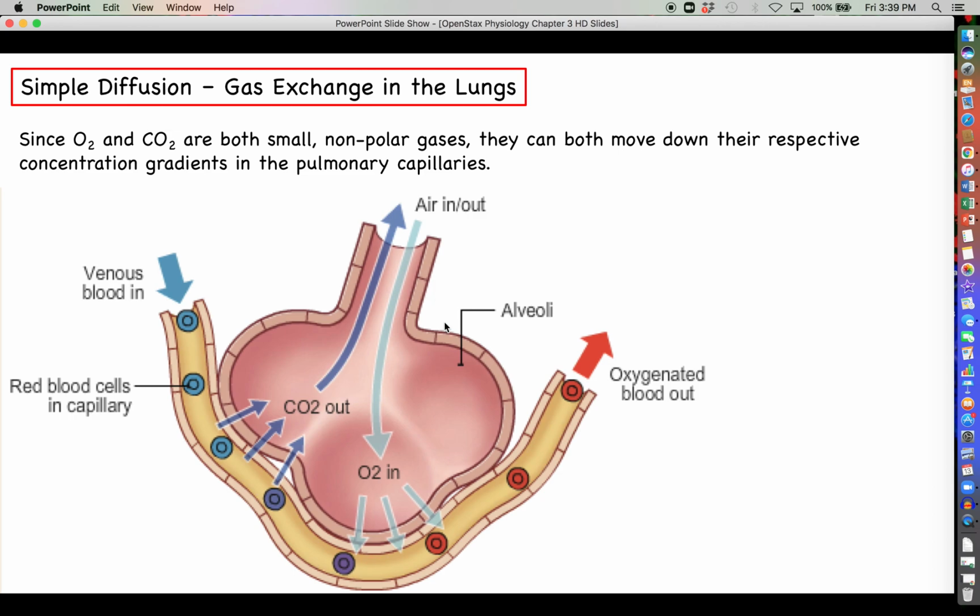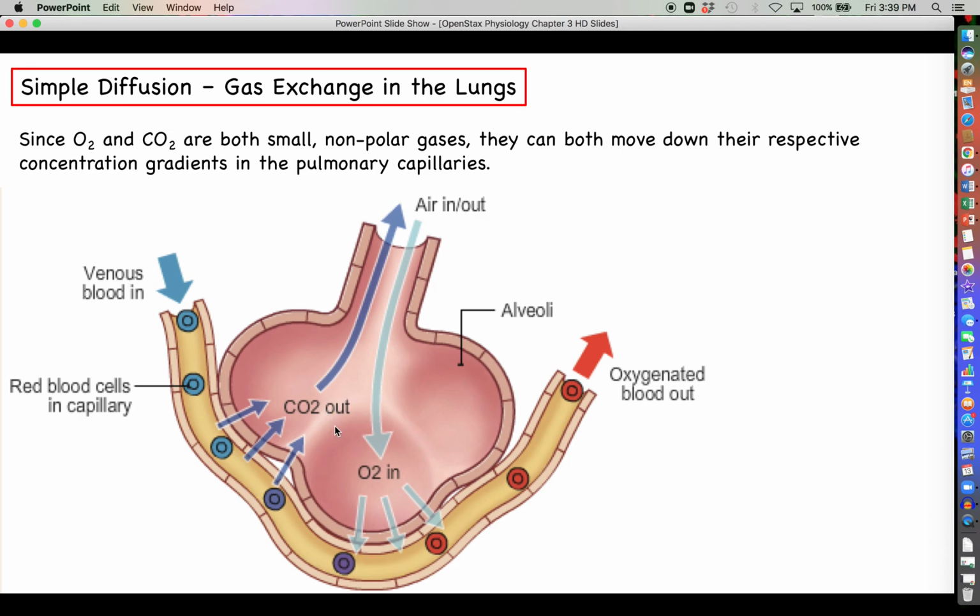The air that we breathe contains 21% oxygen. It doesn't sound like a lot, but it is a ton of oxygen. It is plenty of oxygen. The concentration of oxygen in the air here is much greater than the oxygen in the deoxygenated venous blood that is coming from the right side of the heart, from the right ventricle. So oxygen is low here, oxygen is high right here.